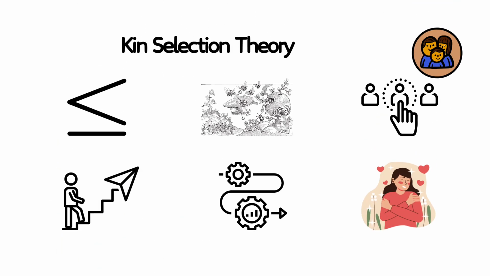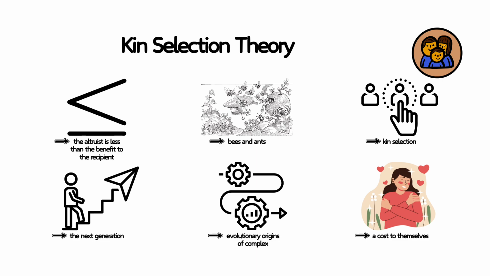For instance, in some species of social insects like bees and ants, workers are often sterile and devote their lives to helping their mother, the queen, reproduce. This behavior makes sense through the lens of kin selection because the workers are ensuring that their mother's genes, which they share, are passed on to the next generation.